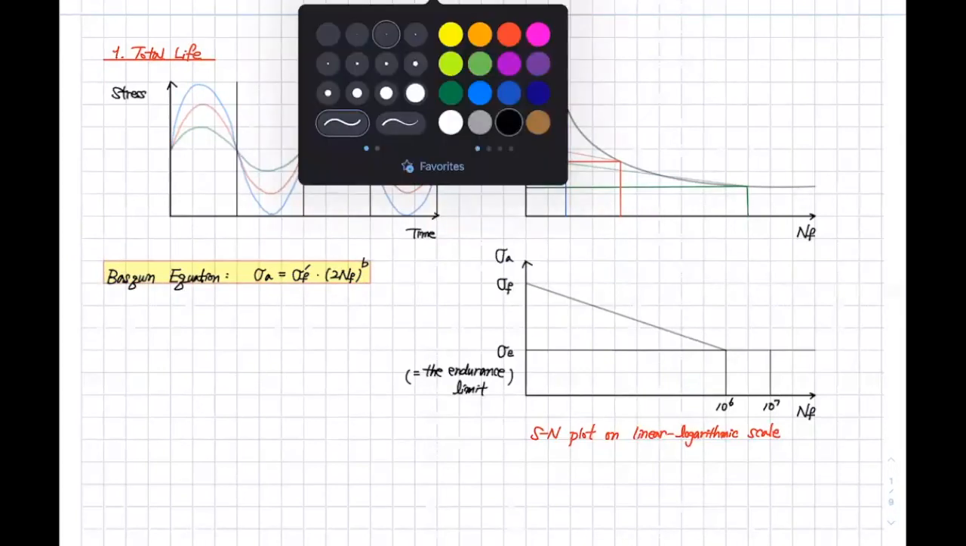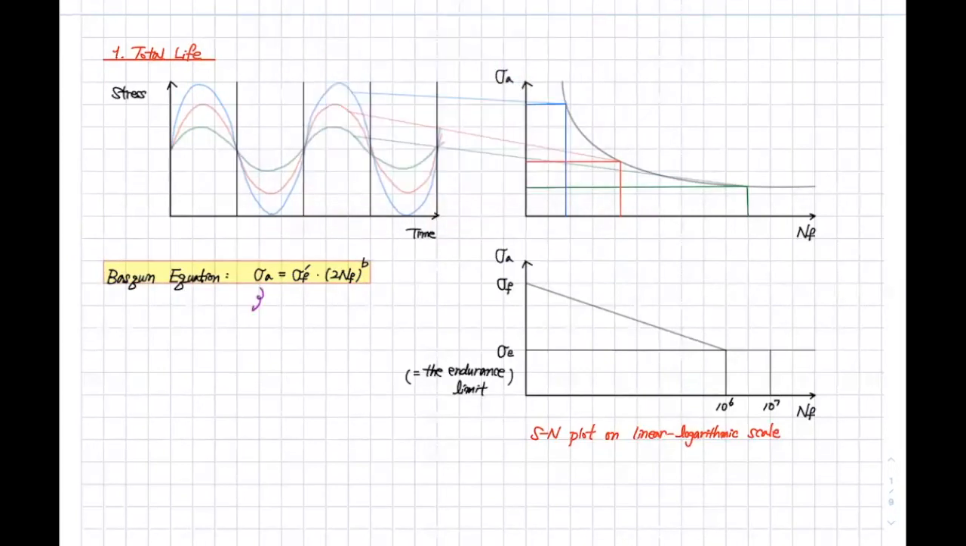And then what is the sigma A, as I mentioned? Stress amplitude. What's this?